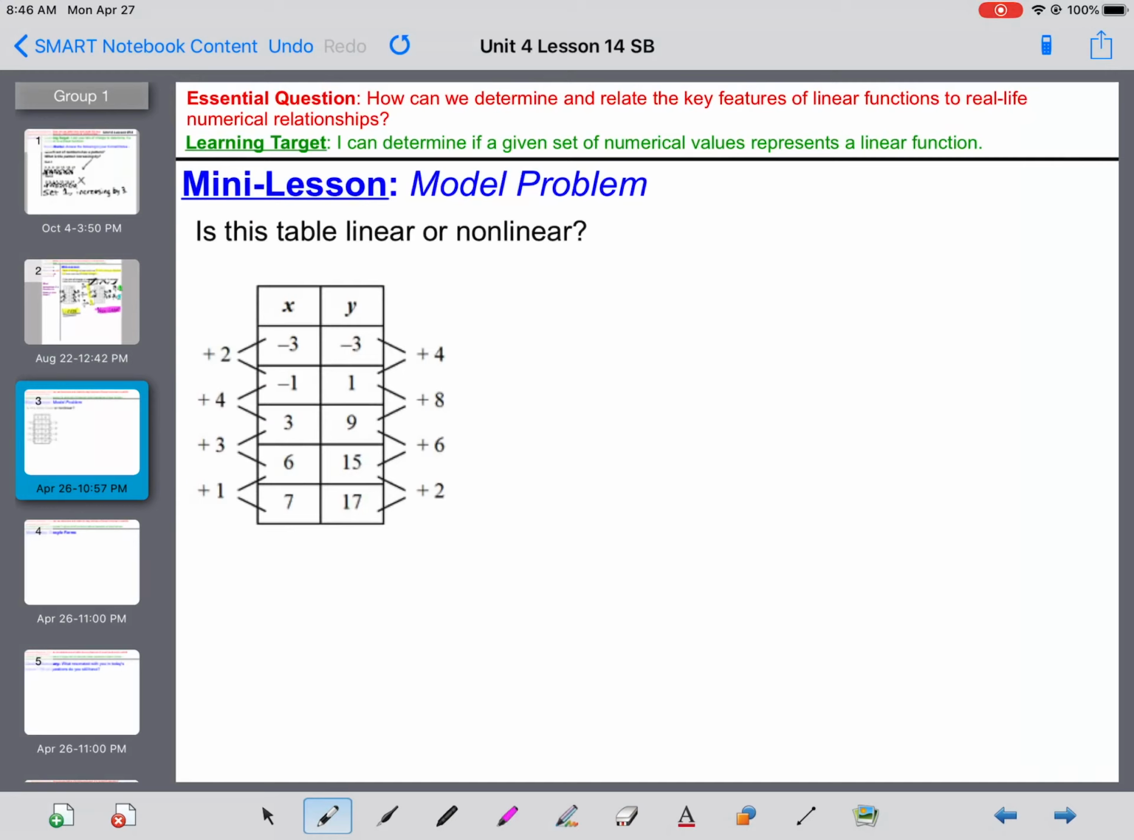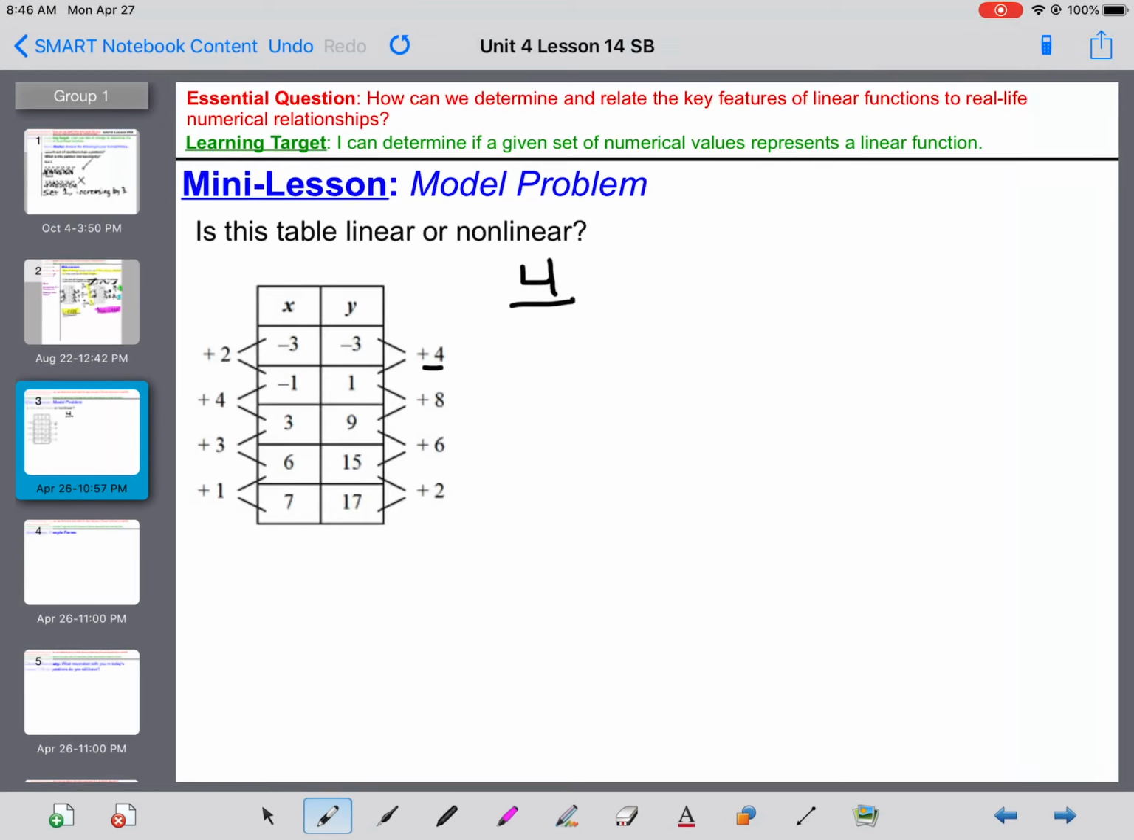Okay, so let's take a look at this model problem right here. Is this table linear or nonlinear? So remember, we want to try and find the change of y. So the change from our first value to our second value in our y is from -3 to +1, and that gives us +4.